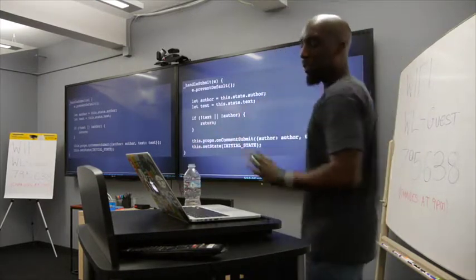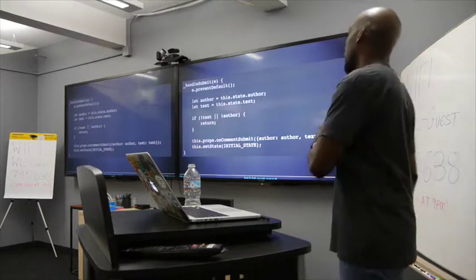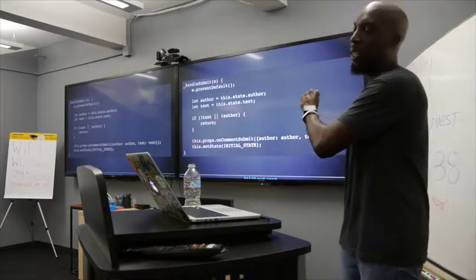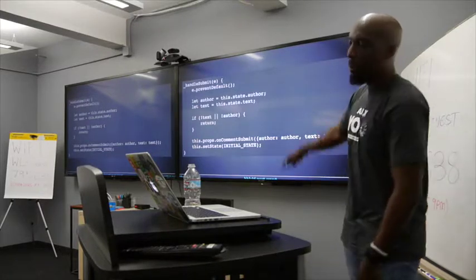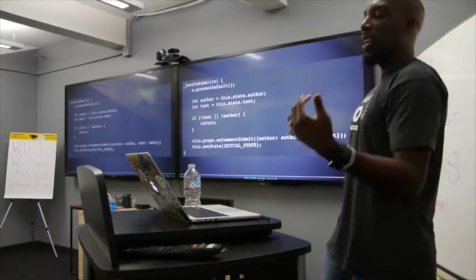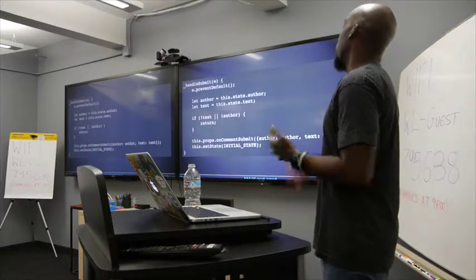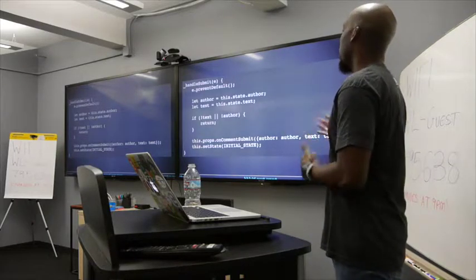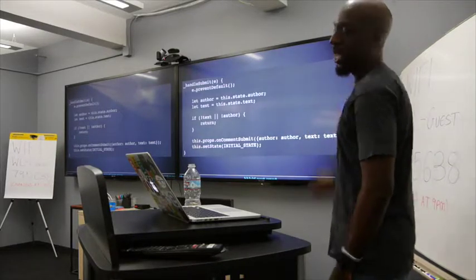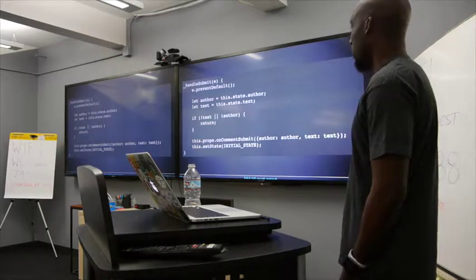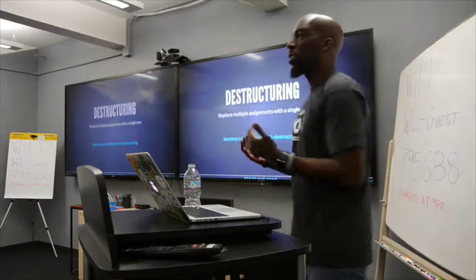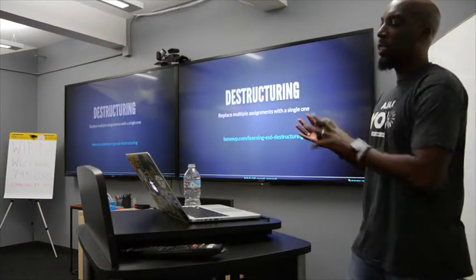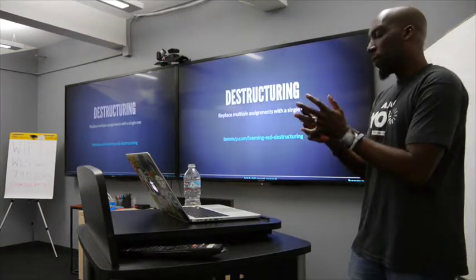One other thing I want to point out that jumps out to me really quickly is the fact that we have some duplication here on that second and third line. Basically, we're assigning author and text, pulling it out of state, and it's very similar in what we're doing in those declarations. So there's a way with the new syntax called destructuring that we can change those two lines and combine them into one.